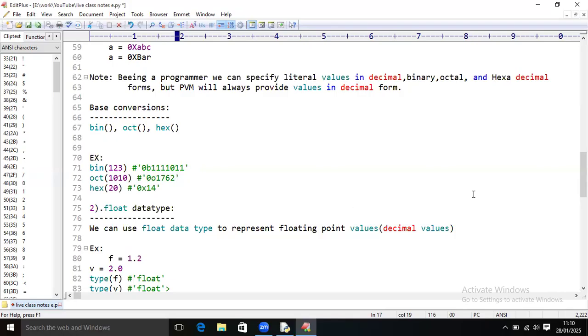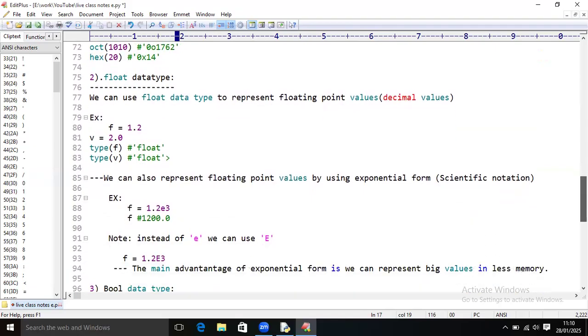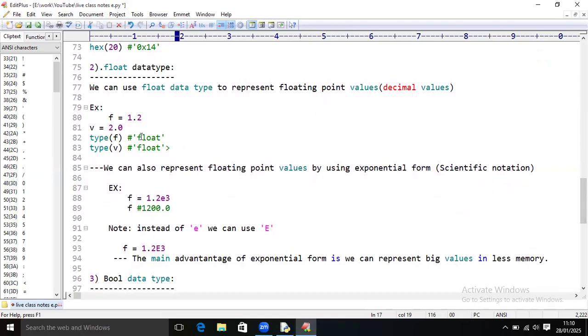And then the float data type. Float means point values: 1.0, 2.1, 3.5, like that. Those kinds of numbers are called the float data type. These are examples of float data type. If you want to know which data type we have given to Python or PyCharm, then we must use the command type of f or type of e. These are the variable names. If you specify like that, it will give which data type we have given.